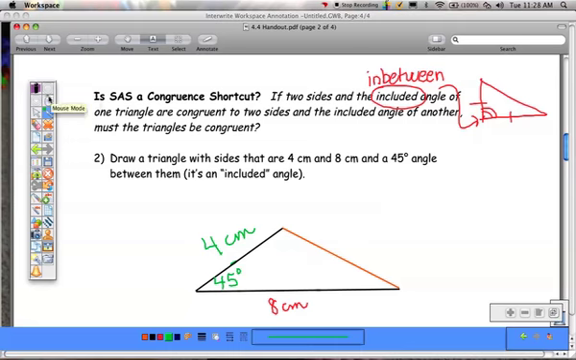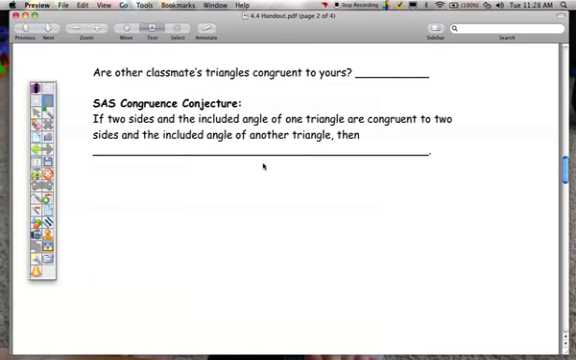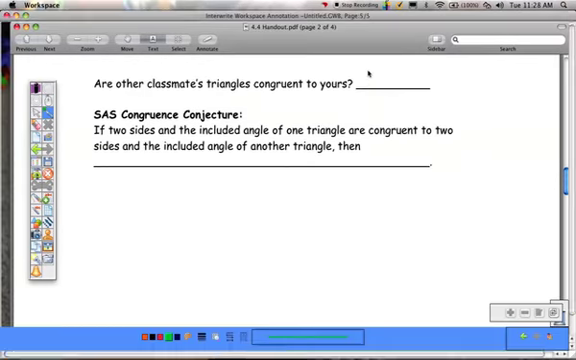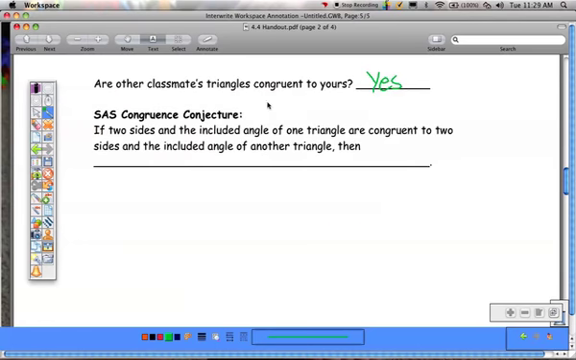The next question is, compare to your classmates. Are your classmates' triangles congruent to yours? And you will find that yes, they are the same. If you measure that last side, it should be about 5.8 centimeters. You can measure the angles to compare them, but yes, the triangles are congruent. So side, angle, side is enough to show that the two triangles are congruent. So there's a symbol for congruent. They're exactly the same given one side, one angle, and one side.